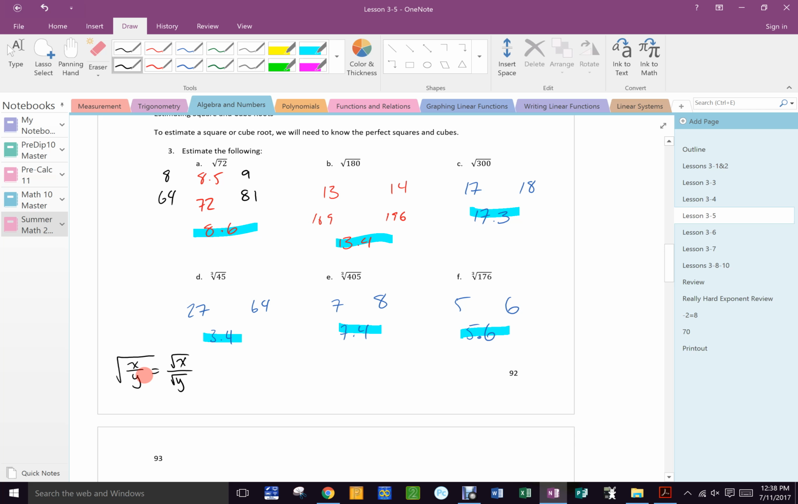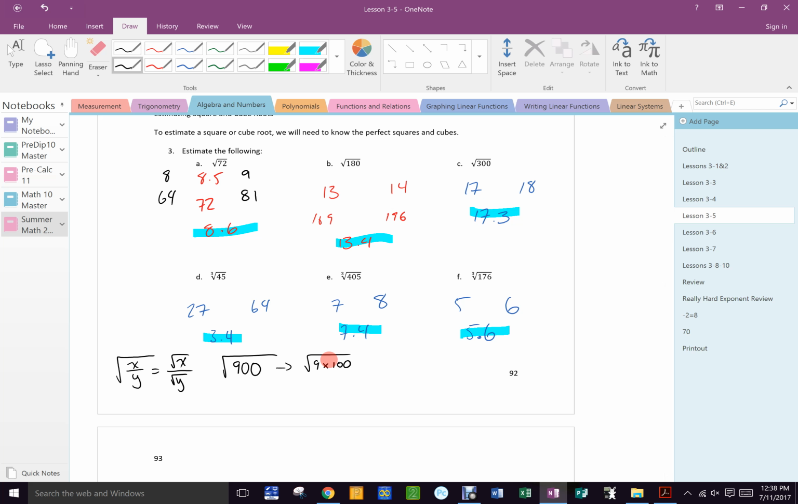All right. Here's the next thing. Can you tell me the square root of 900 without going to your calculator? 30. It is 30, because that is the square root of 9 times 100, correct? Square root of 9 is 3. Square root of 100 is 10. 3 times 10 is 30. Everybody cool with that?